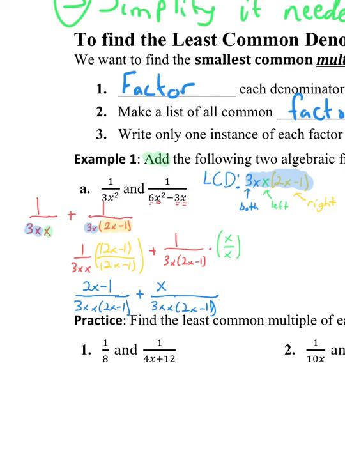Okay, so now the last step is to go ahead and add the numerators. Well, we have 2x minus 1 plus x plus 1x. So that really just becomes 3x minus 1. And then we have over 3x squared times 2x minus 1. I'm just going to rewrite it as 3x squared times 2x minus 1 for right now.